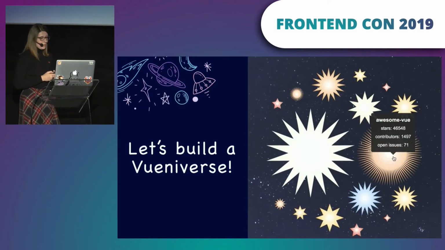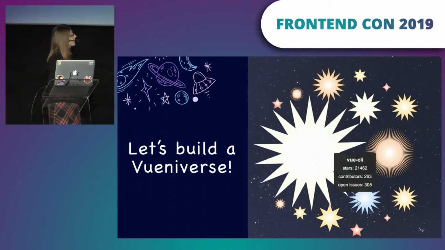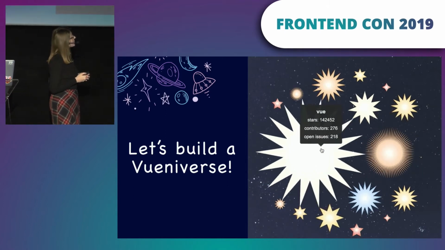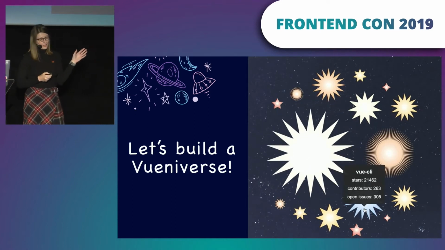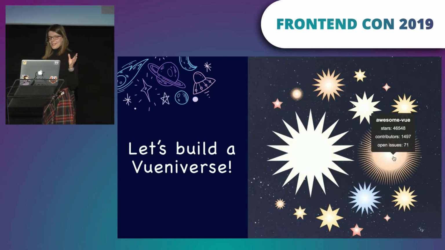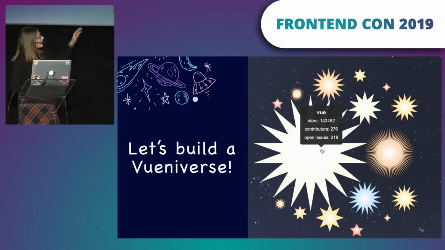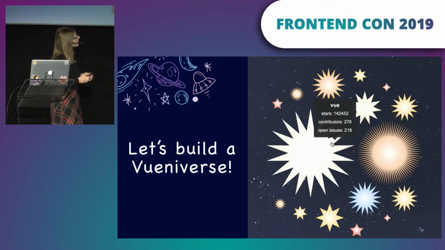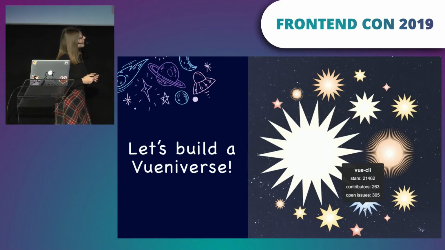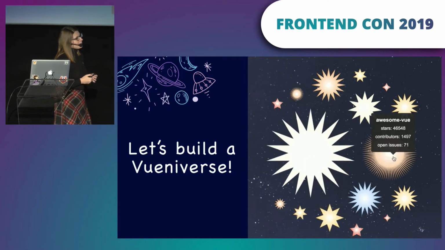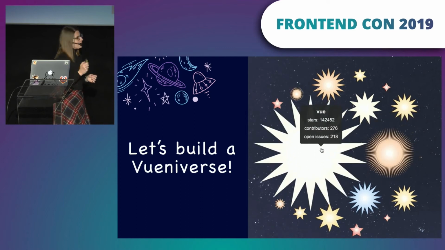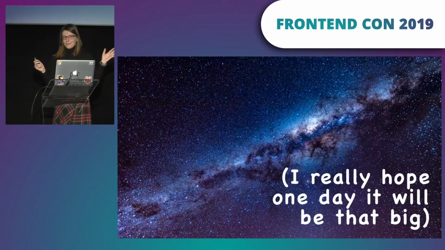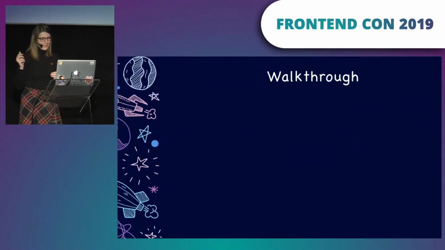So let's build a Vueniverse. It's a set of stars representing Vue repositories. Each star has a different radius, standing for the amount of stars. And it's a bit outdated, because you see 142,000 stars for Vue core. And right now I think we have 152,000, right? More, okay. And yeah, I really hope someday it will be that big.